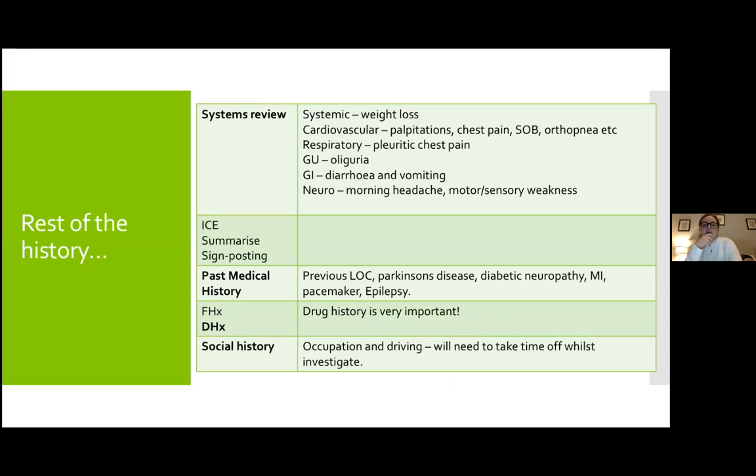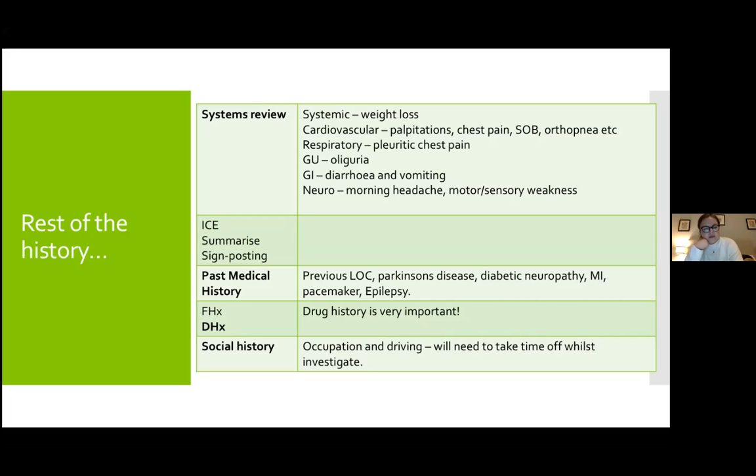A GU system review is good because if they're oliguric or have diarrhea and vomiting, they might be dehydrated, which can make them more susceptible to having orthostatic hypotension. And then you want to obviously ask your respiratory and your cardiovascular, like we've gone through before.